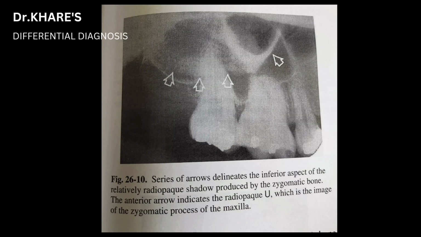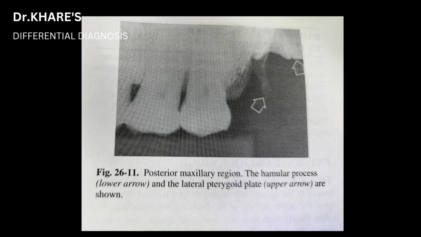This is the maxillary radiograph of the posterior region. A series of arrows delineates the inferior aspect of a relatively radio-opaque shadow produced by the zygomatic bone. The anterior arrow indicates the radio-opaque U, which is the image of the zygomatic process of the maxilla. This is the maxillary radiograph of the posterior maxillary region. The hamular process is shown by the lower arrow, and the lateral pterygoid plate is shown by the upper arrow.